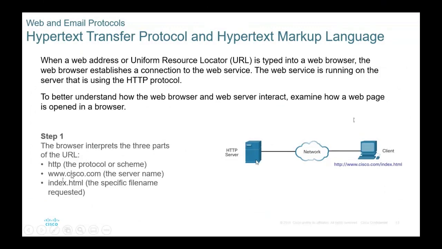The next part is the domain name, or fully qualified domain name. www.cisco.com is the fully qualified name, so it's like the full name of this computer. And then this last part, index.html, is actually the file name. So I'm reading this as: go to this computer, knock on the door on port 80, and get this file. Okay.